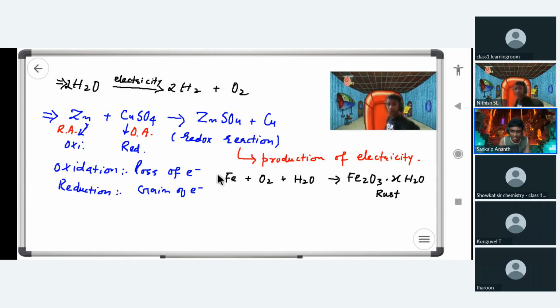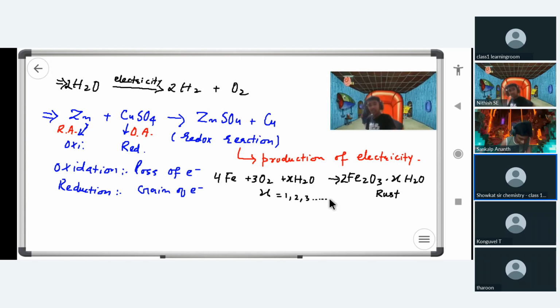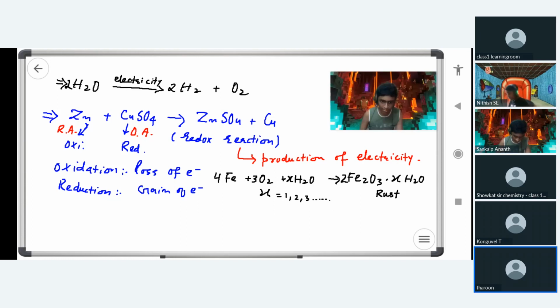What is X, sir? X is a variable. There can be a variable amount of water, so X can have any value like 1, 2, 3, etc. Sometimes moisture will be in excess, sometimes in less quantity. That's why it's variable. We write X times water. Sir, should we write that down? Yes, you just write this.